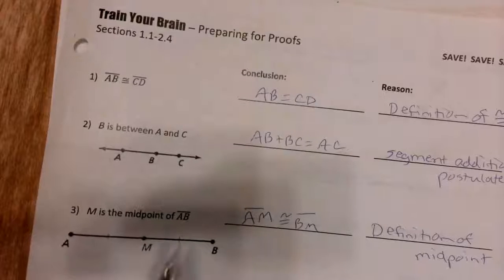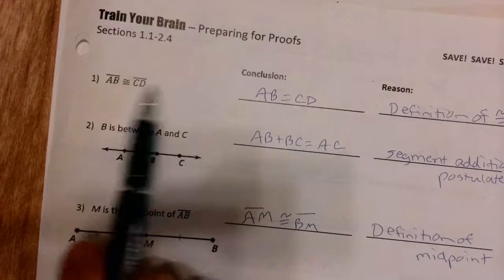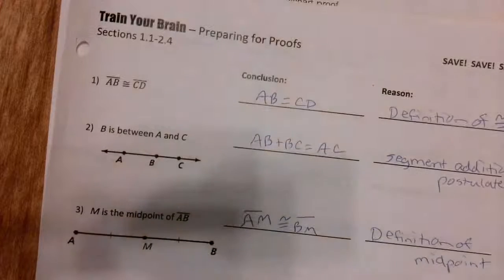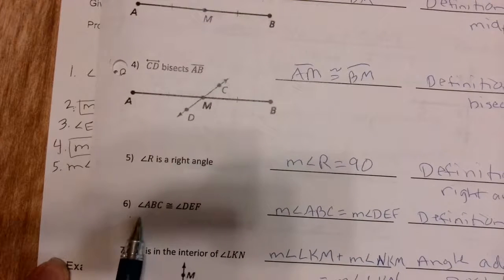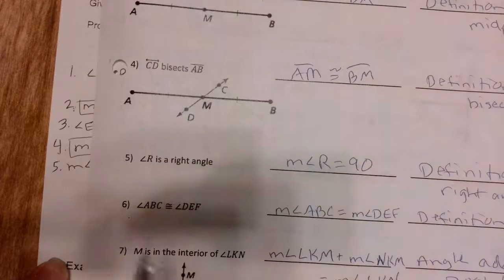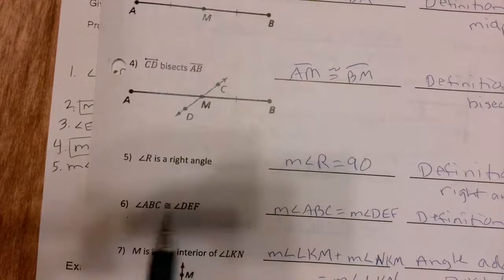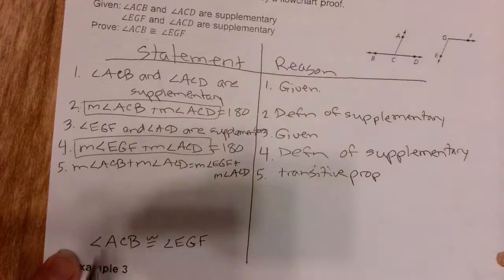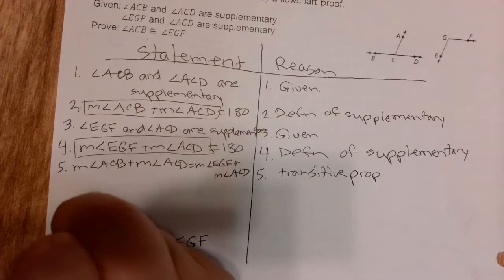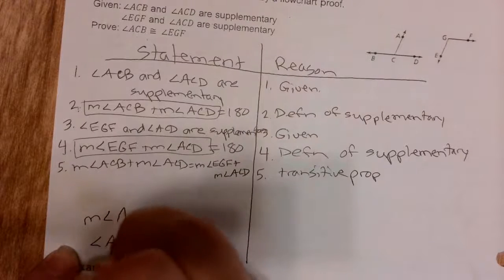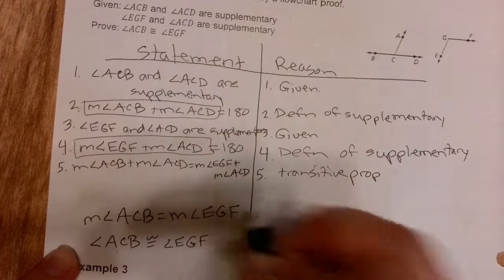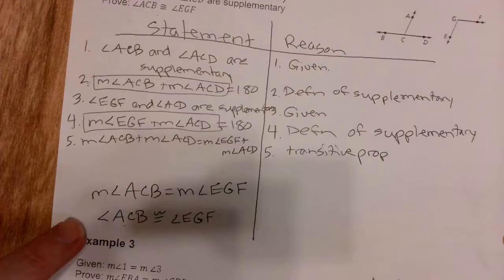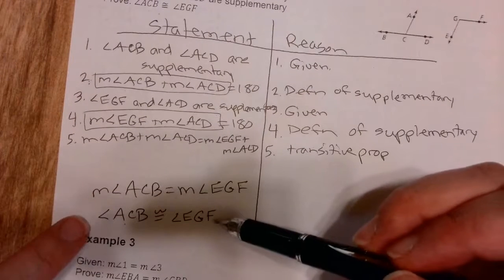Train your brain. Number 1, congruence can change to equal by the definition of congruent. Sorry, not line 1, line 6, because we're dealing with angles. Same idea, still definition of congruent. It allows us to switch from the measures being equal to the angles being congruent. So the line right above this would have had to have been measure of angle ACB is equal to the measure of angle EGF. Right? So if they're equal, that means they're congruent.